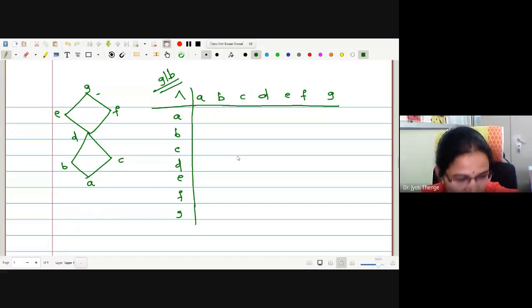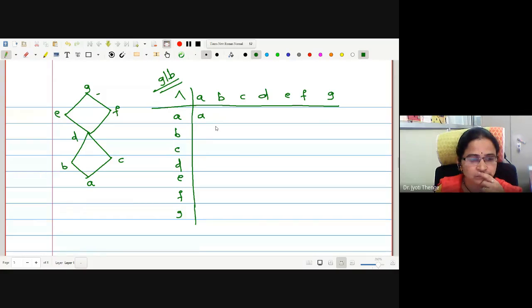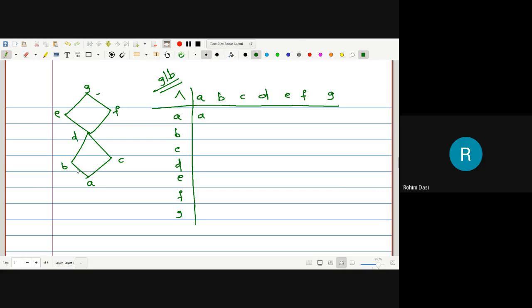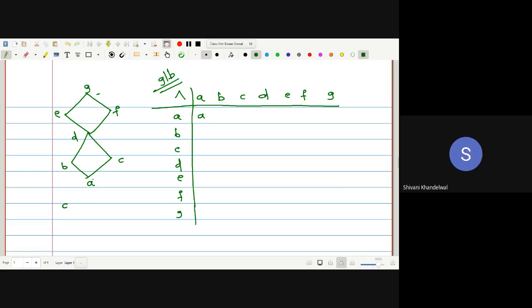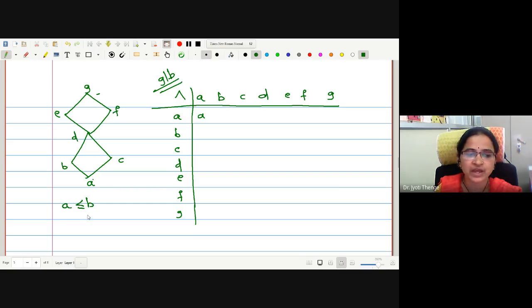Now students have to answer these questions. Okay. A and A, no doubt A. A and B. Sorry, greatest lower bound we are thinking. A and B, what is the lower bound? Here the relation holds, A precedes B, and we are interested in the lower bound. A is the lower bound. No other element is less than A. Therefore this will be the greatest. Correct. So between A and B, A holds.